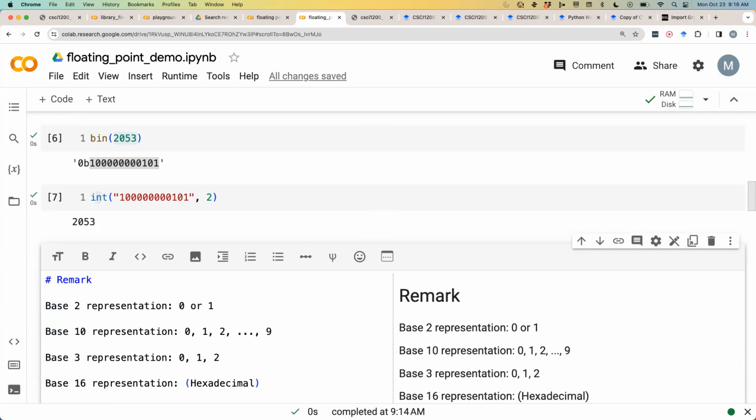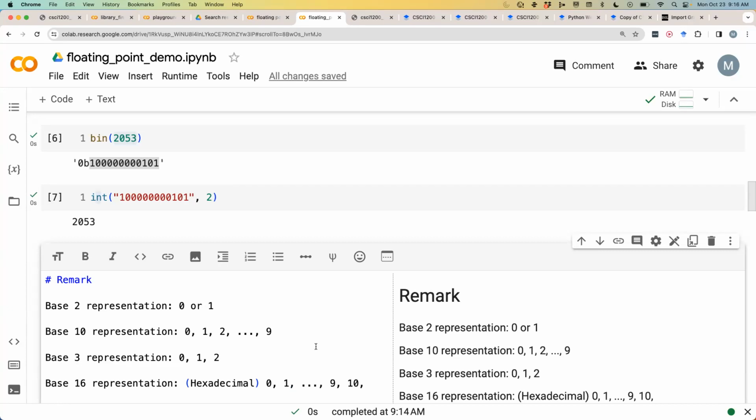Okay, so base 16 representation. So we need 16 numbers. We don't have 16 numbers. We have 0, 1, all the way to 9. That would be 10 numbers. We need another 6 numbers. So we can't have 10, we can't have 1 0 as a digit. So a digit is only one element.